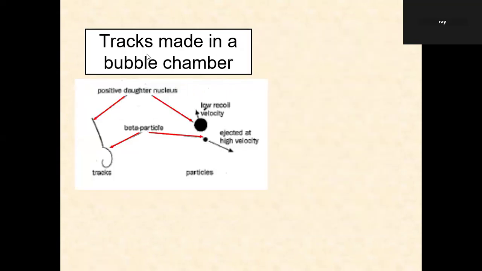This is for your info. How do we know that? Track made in bubble chamber. There's a 2-particle decay, one going this way, one going that way. The reason why they curve is that this one is heavier, so it's in the magnetic field. So heavier curves less, beta curves more because it's lighter, and as it loses energy, it curves more and more.